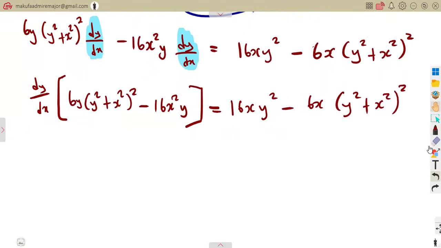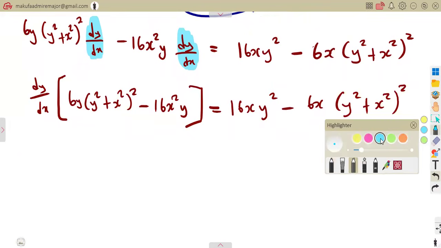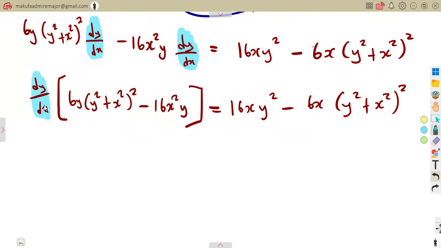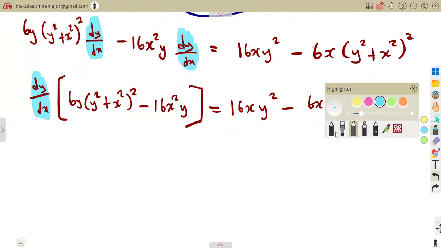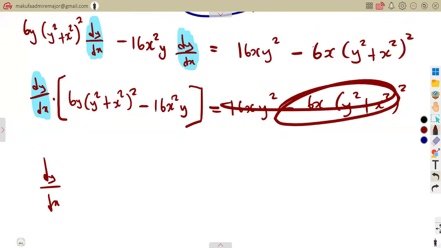So as we can see, guys, what is it that is affecting our dy dx? This one, it is the bracket. So we are going to remove this bracket so that we remain with this dy dx. So what is happening? It's a product. So you simply have to divide on this side.